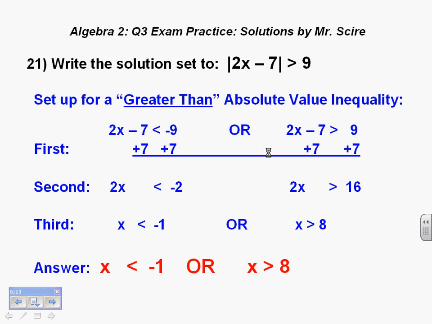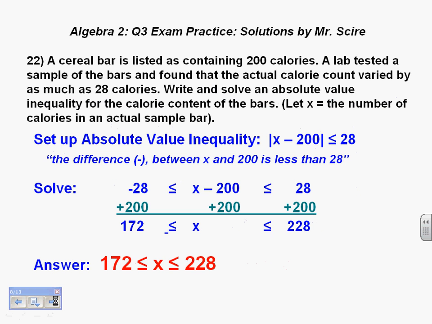Okay, so now we just go ahead and solve these two inequalities separately by adding 7 to both sides, dividing by 2, and we get on the one side x is less than -1, or on the other side x is greater than 8. Okay, next problem.